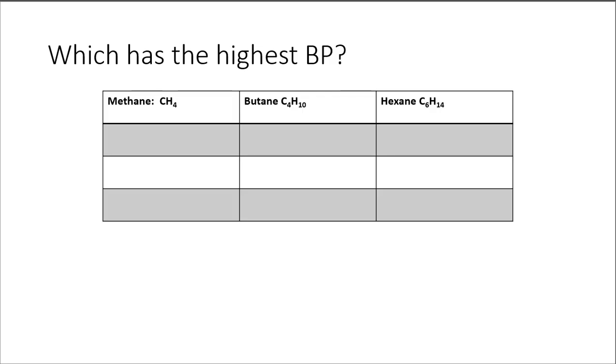Methane has a molar mass of 12.01 plus 4.04, so it has a molar mass of 16.05 grams per mole. That's going to be important in a minute. Butane, 12.01 times 4 plus 10 times 1.01, has a molar mass of 58.14 grams per mole. Last but not least is hexane, 16 times 12.01 plus 14 times 1.01. That has a molar mass of 86.2 grams per mole.